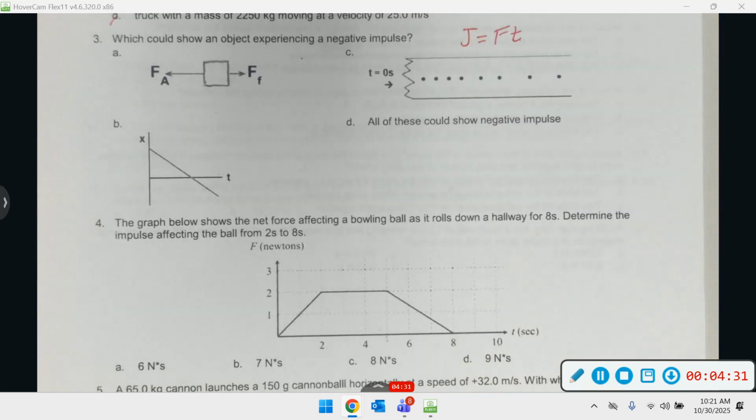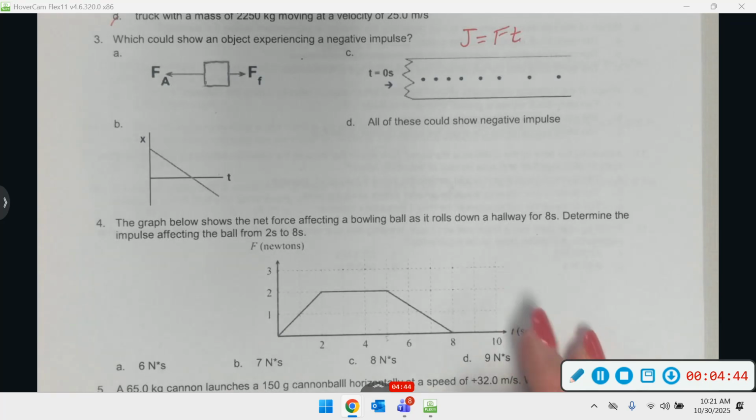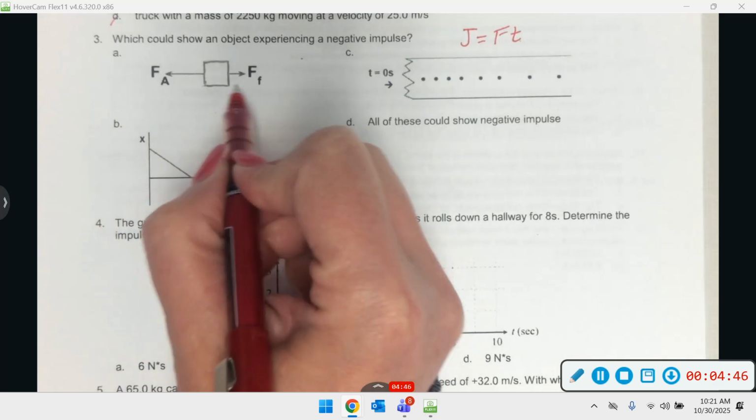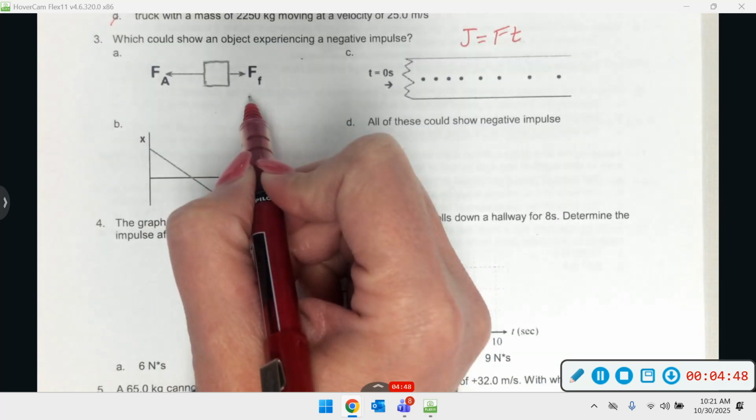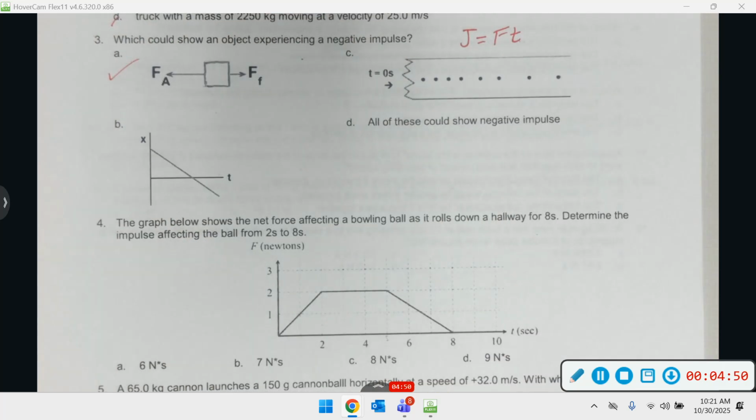If you have a negative impulse, it means you have a negative force. You can't have negative time, right? Okay, so that's all it's asking: which one of these diagrams shows something with a negative force. If we take a look, this one right here absolutely has a negative net force. So this looks good. There is a choice that says all of these, so we need to look at the rest of them.